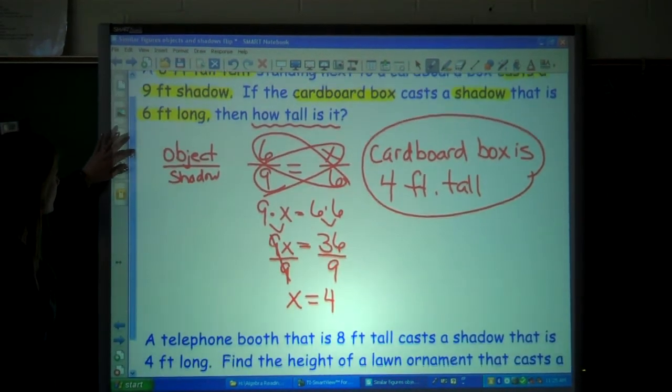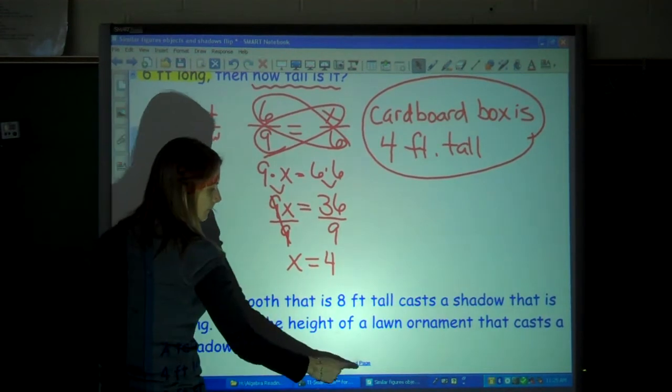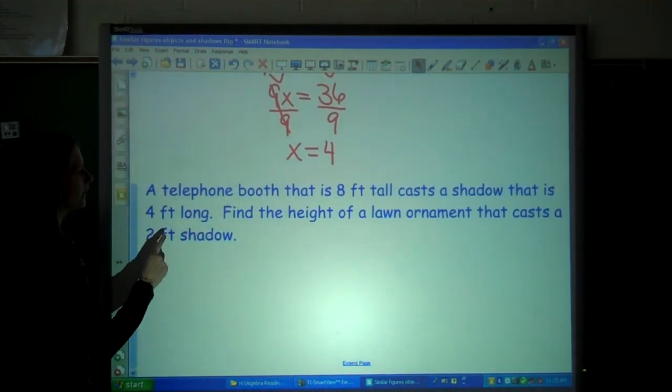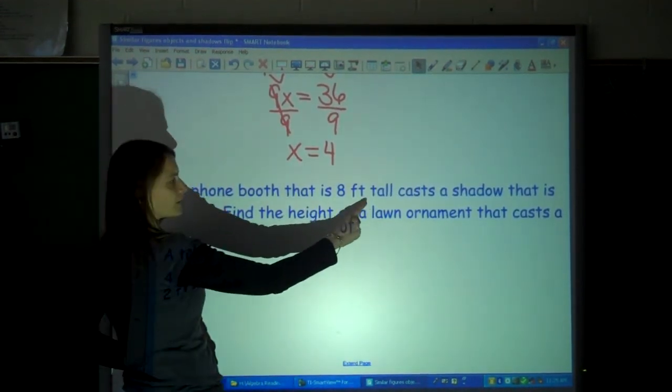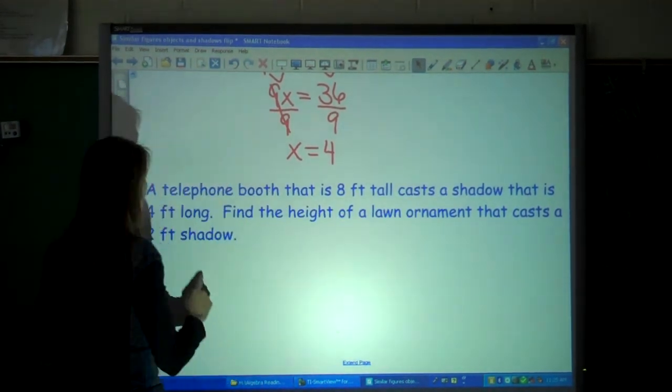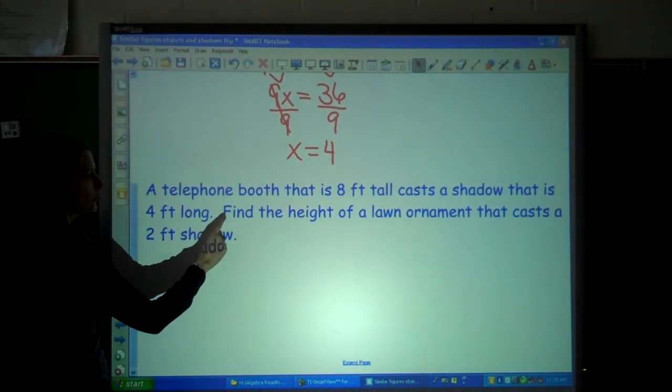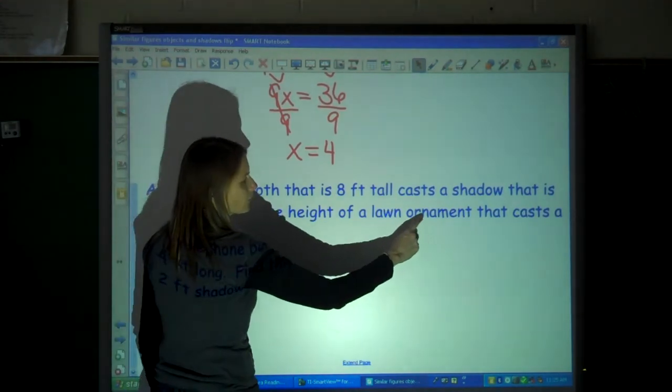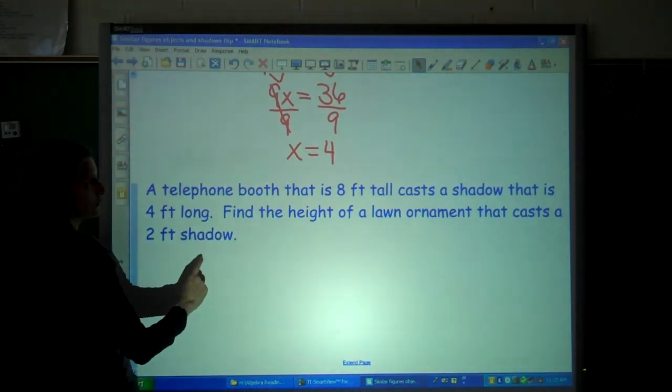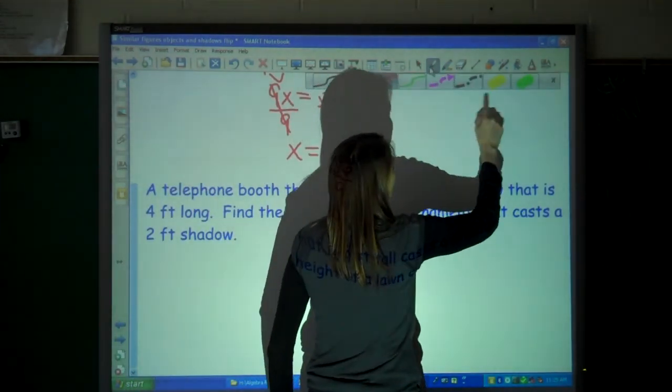Now for the second one. This time we have a telephone booth that is 8 feet tall and casts a shadow that is 4 feet long. We need to find the height of a lawn ornament that casts a 2-foot shadow. So I'm going to highlight my facts.